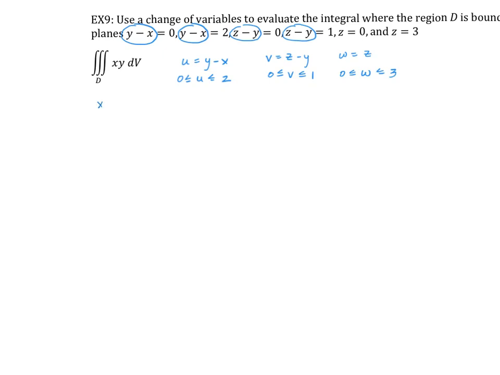Well, I know that x is equal to y minus u, and y is equal, I'll just go right down the row, to z minus v. And I know that z is equal to w. So if I simply do a back substitution, I get that y is equal to w minus v. So z is written in terms of uvw, y is written in terms of uvw, and then I'll work my way back to x, which is equal to y, and y is equal to w minus v, and then I have a minus u. Okay, so now I have x, y, and z written in terms of u, v, w.